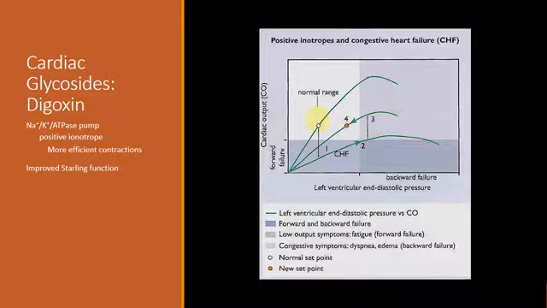One of the things that it does is it also improves the Starling function. If we look at the diagram to the right, you can see the normal range of the cardiac output versus the left ventricular end diastolic pressure, and then when we add in or increase the inotropy of the cardiac muscle, we essentially make the heart function better.